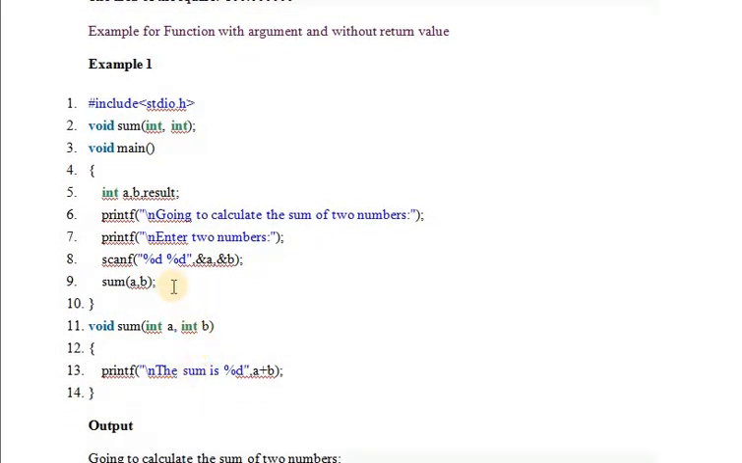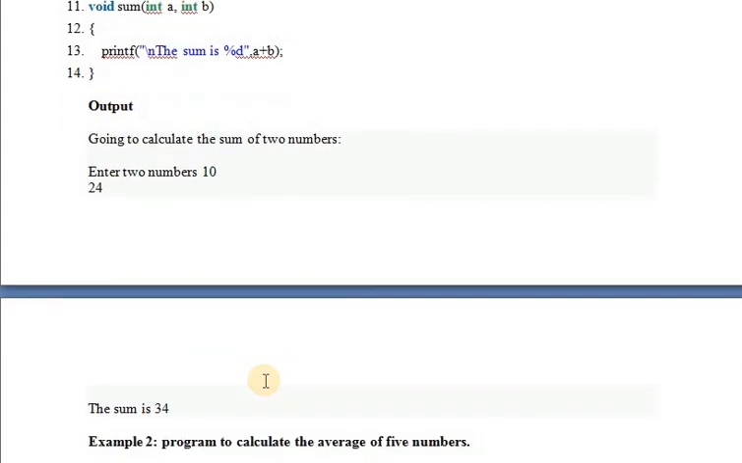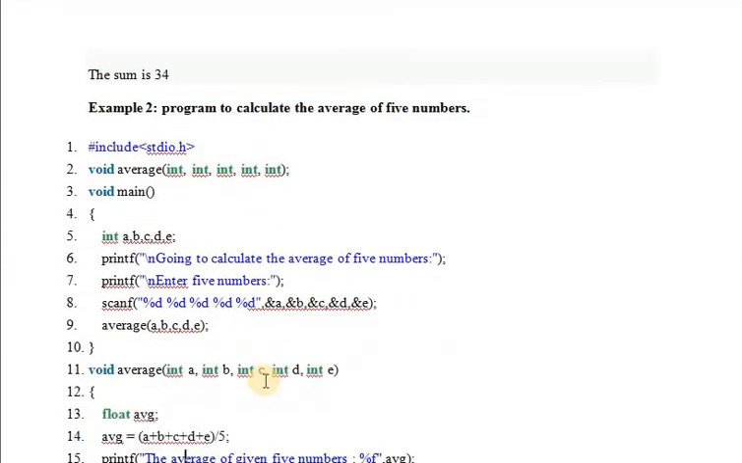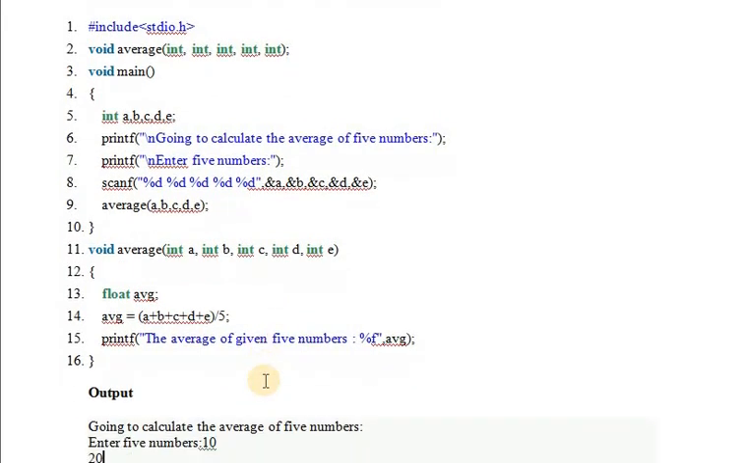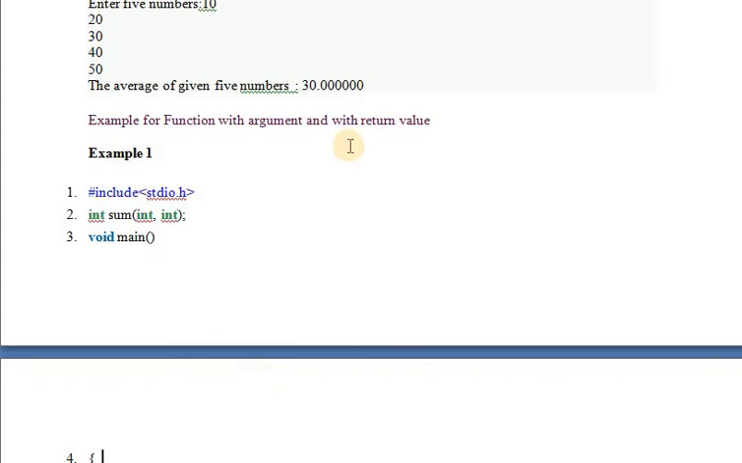So this is the function call and this is the function definition. Now I am going to print the value here, a plus b, the sum of two numbers. So the sum is 34. Now we will see the last type, function with argument and with return value.